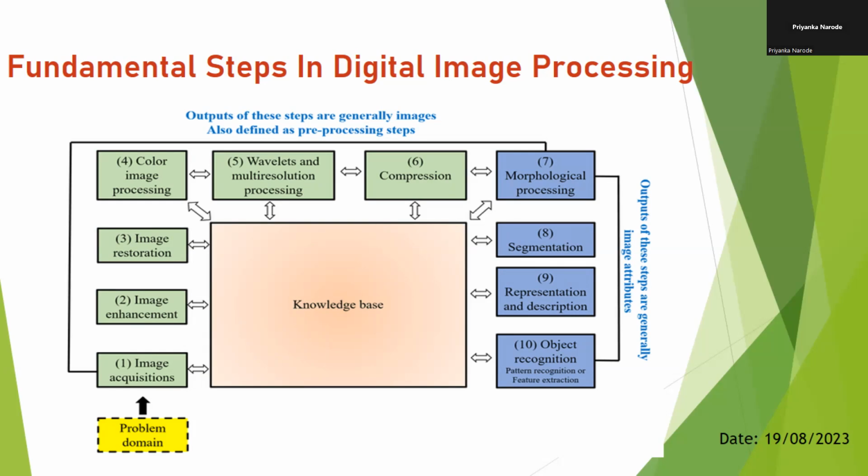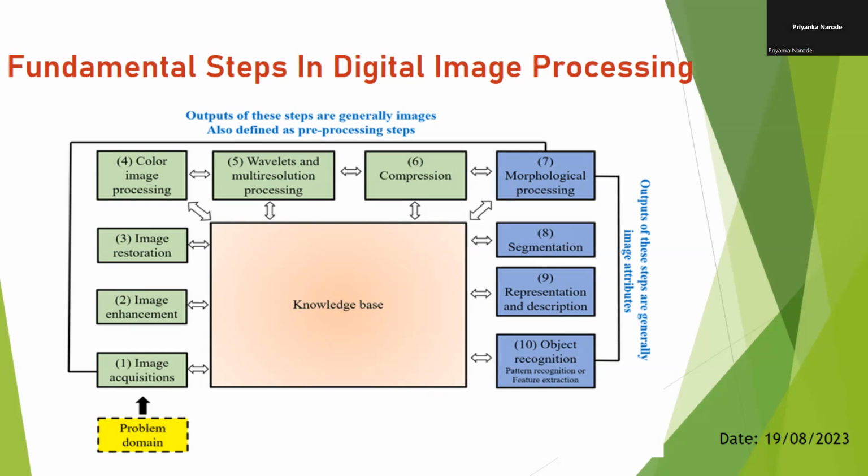The next stage is compression. After wavelets and multi-resolution processing, the image processing goes to the next step, image compression. Compression deals with techniques for reducing the storage space required to save an image or the bandwidth required to transmit that image.